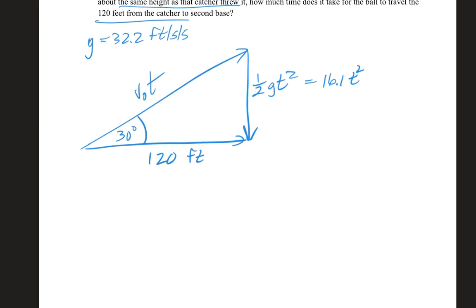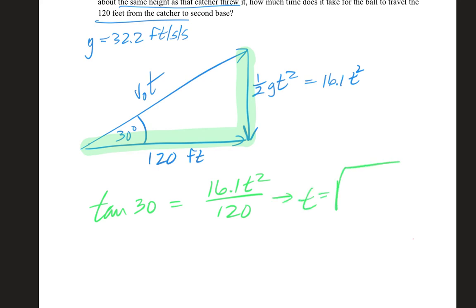So the nice thing here is if I look at this leg and this leg, that's a tangent relationship. So tangent of 30 has to equal 16.1 t squared over 120. That's a nice thing because that means t is just going to be the square root of 120 tan 30 over 16.1. And so t would approximately be, well, I didn't finish it. I don't think we need to go over how you can plug that into a calculator.